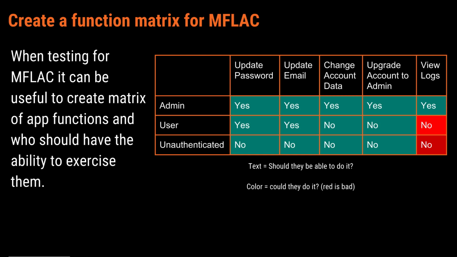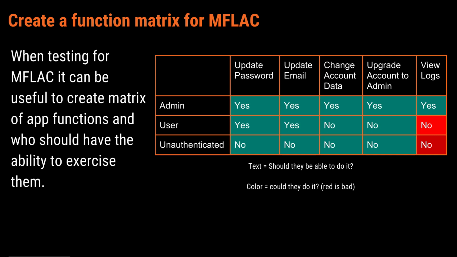So another tip here is to create a function matrix for the missing function level access control bugs you're looking for. When testing for MFLAC, it can be useful to create a matrix of all of the application functions and who should have the ability to exercise them. Here on the left-hand side, you have your user roles, which are admin, user, and unauthenticated. Along the top row, you have update password, update email, change account data, upgrade account to admin, and view logs. These are all the functions that you identified that might be sensitive.